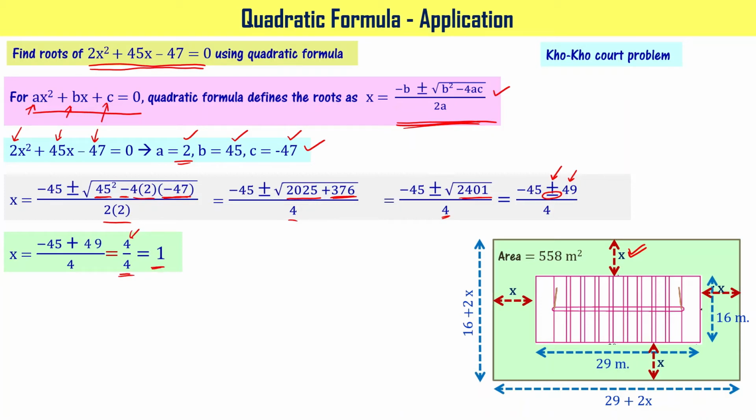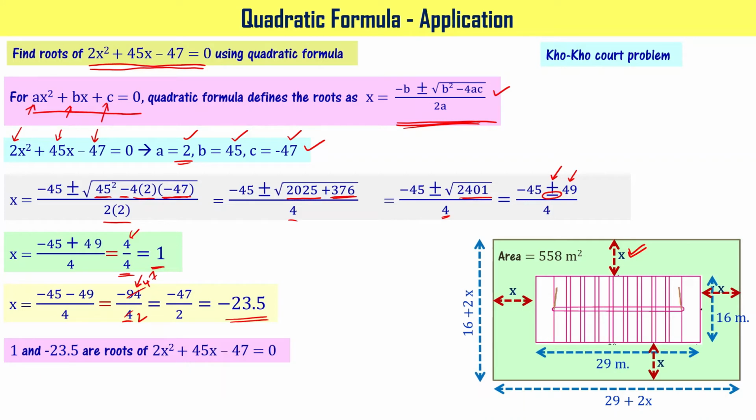Now let us consider the negative sign, so that I can write x equal to minus 45 minus 49 divided by 4, right? So the numerator is going to be minus 94 and the denominator is written as is, right? Now both are even numbers, so I can divide both numbers by 2, right? When I do that, it becomes 47 and it becomes 2, right? That's why I have written it as minus 47 by 2, that is equal to minus 23.5. So now I can say that the roots of the given quadratic equation are 1 and minus 23.5, right?